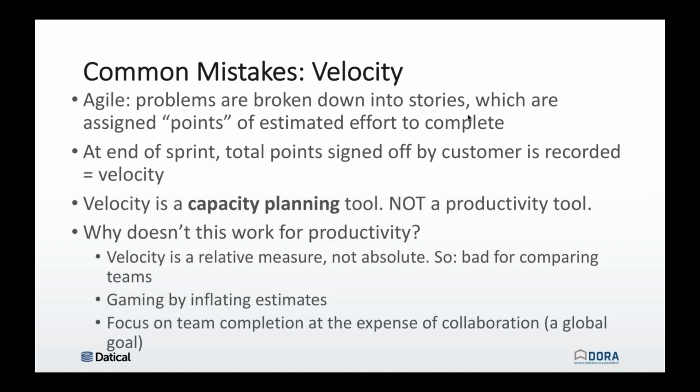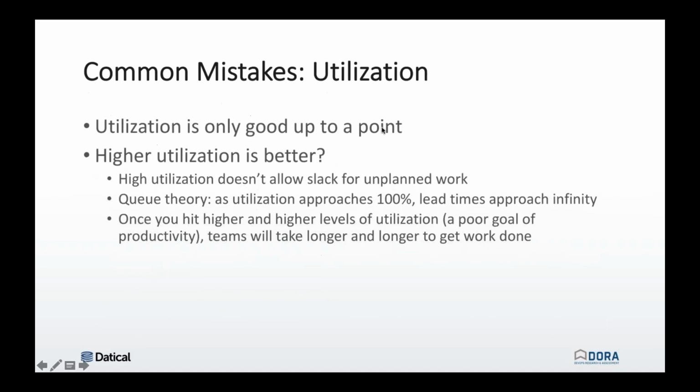That's the problem. So velocity, also not good. Okay, now, our last example here, utilization. Utilization, okay, it's only good to a point. Many people always assume that higher utilization's better, right? Many times management comes through and they're like, I'm going to get as much work out of my people as possible. This doesn't allow slack for unplanned work, though. And there's always unplanned work, right?